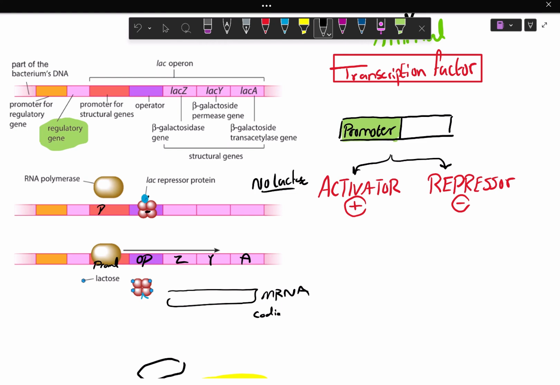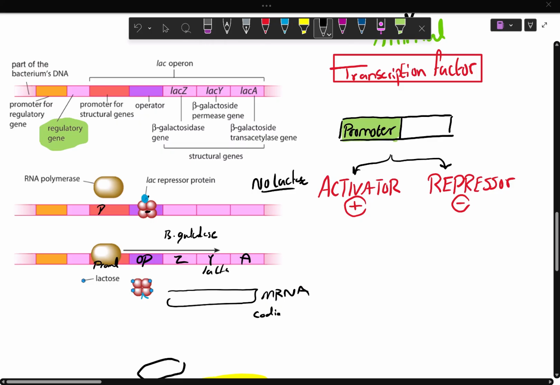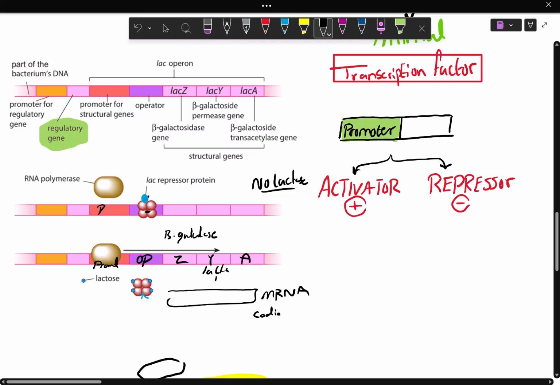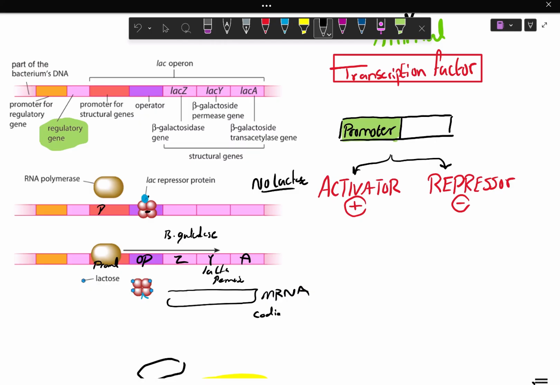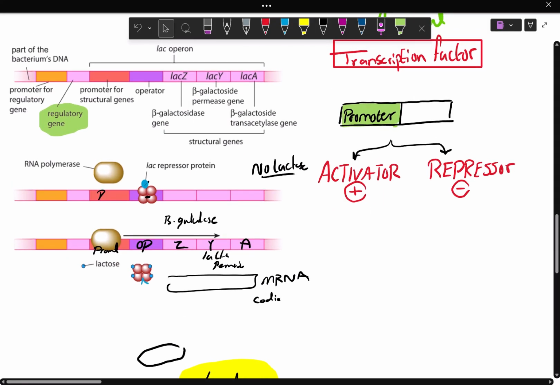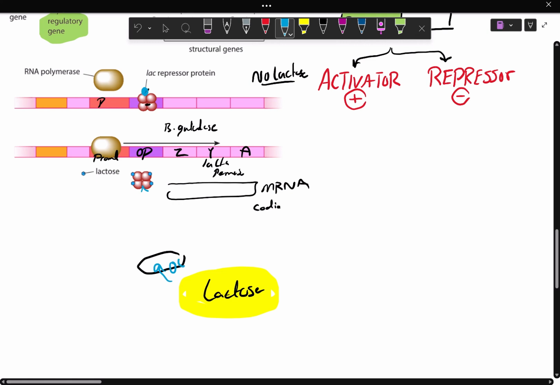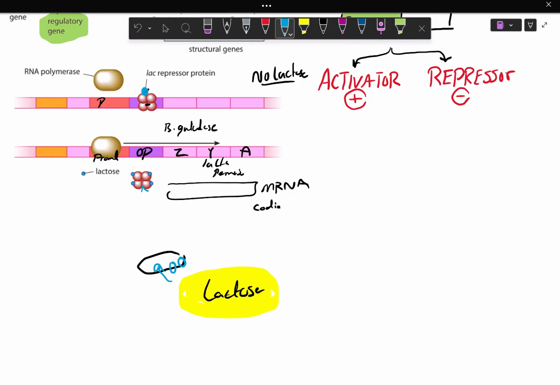So what do those three genes code for anyways? You should also know this information. The lac Z codes for beta galactosidase, while lac Y codes for lactose permease, and then lac A codes for transacetylase. The beta galactosidase breaks down the lactose, while the lactose permease allows the lactose to enter the bacterial cell, so it codes for channels. And for the transacetylase, there's not really a lot of details about this. So now the bacteria can use the lactose for respiration.